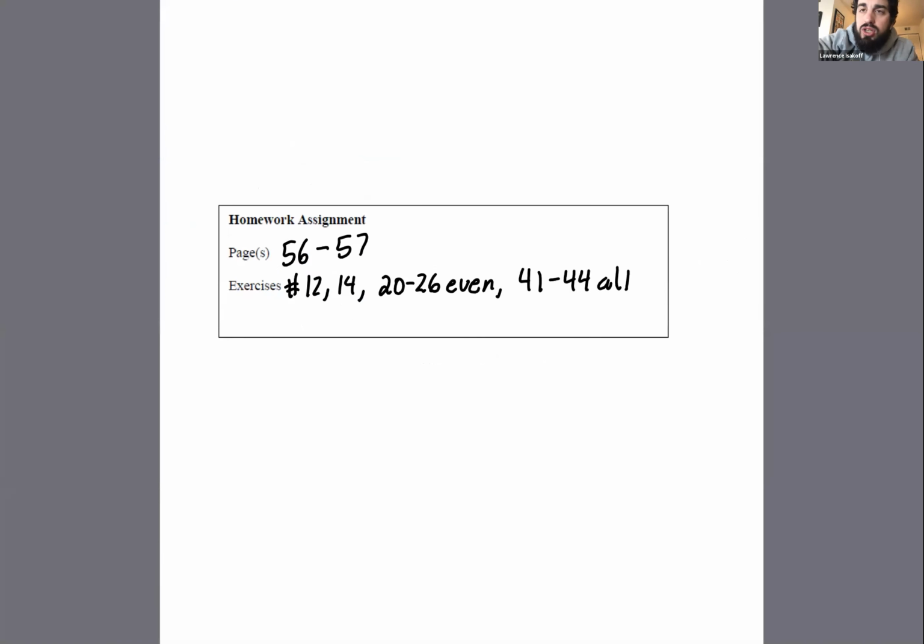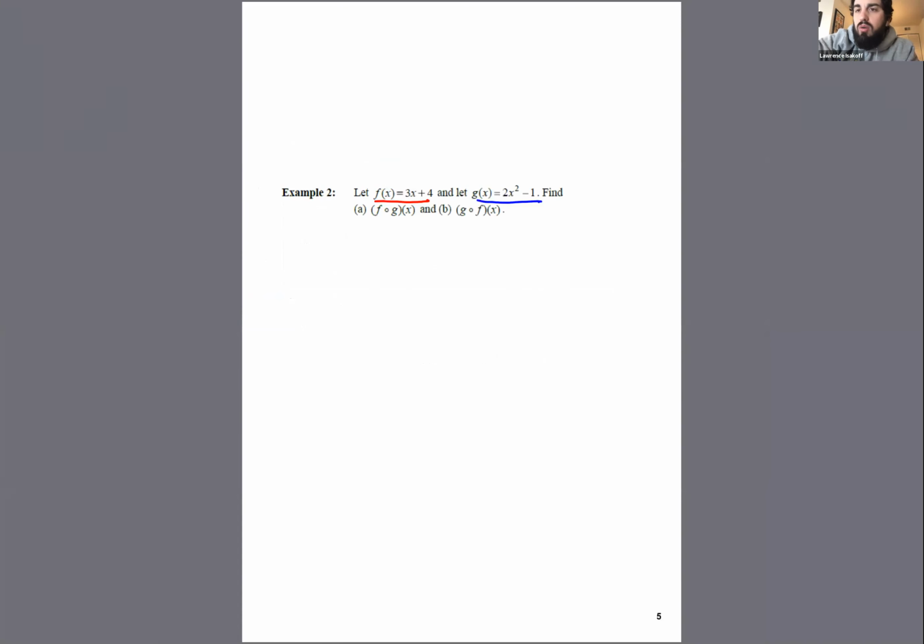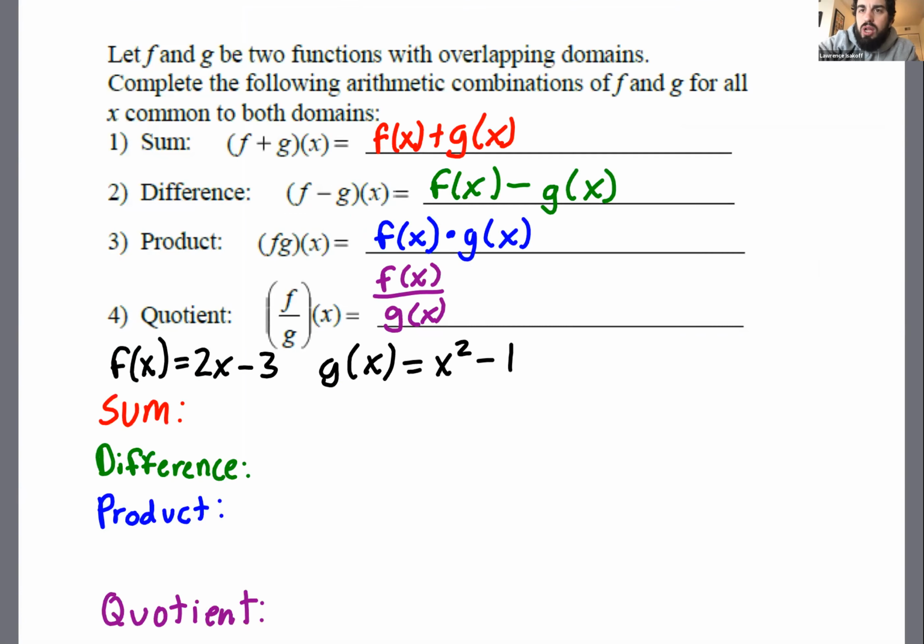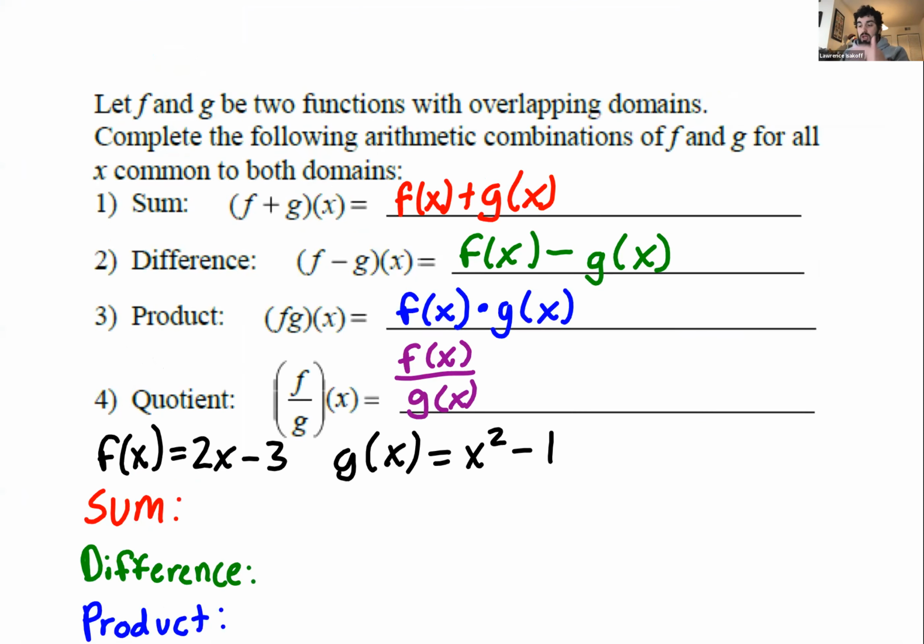So quickly summarizing what we did, when I'm doing the sum, just look at that as combining like terms. It's all we have to worry about there. Same with difference. When I say the product, you'll put them both in parentheses and then essentially just multiply them. And then when we say quotient, all we're doing is dividing, so you will just divide the two functions.